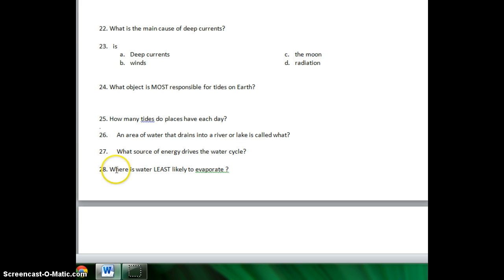And then the last question on the front side is where is water least likely to evaporate? That is groundwater in an aquifer. Remember, that's way down below the bedrock.